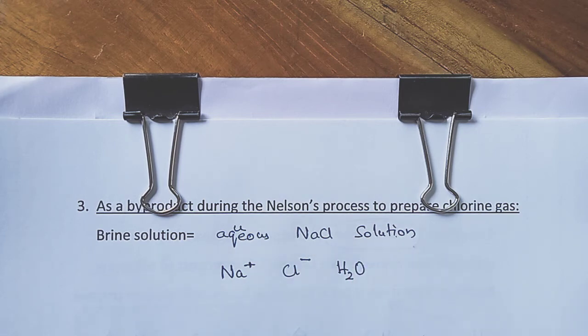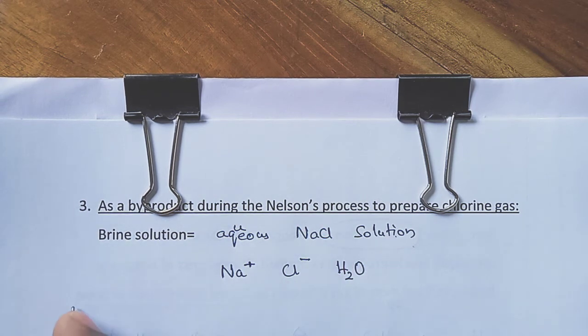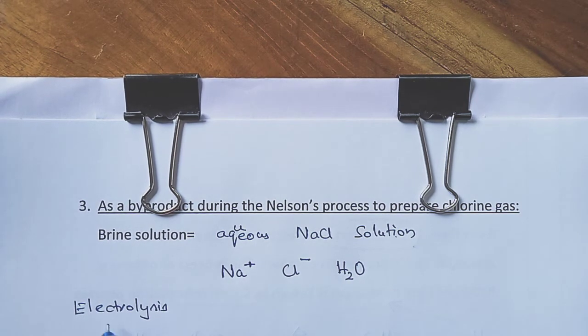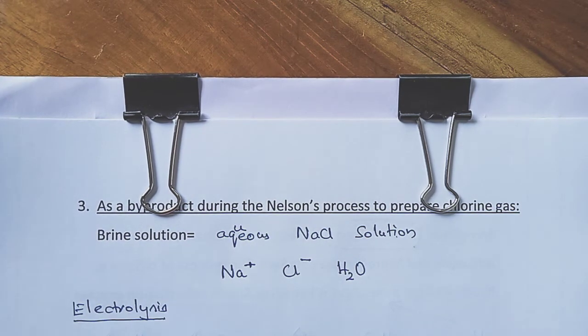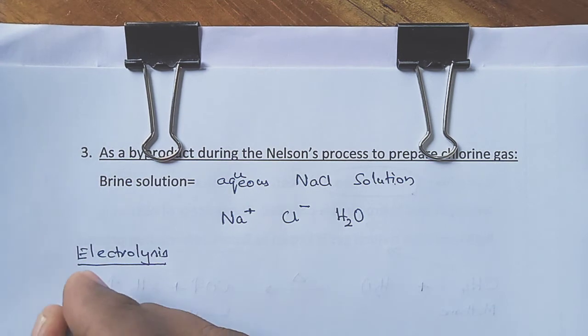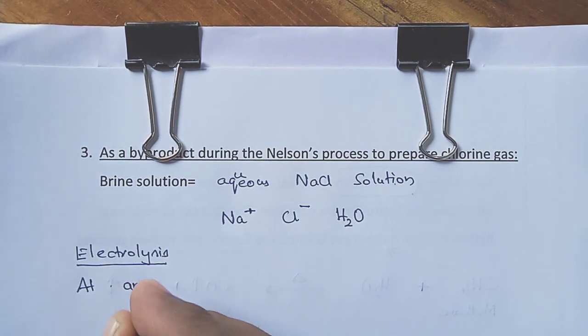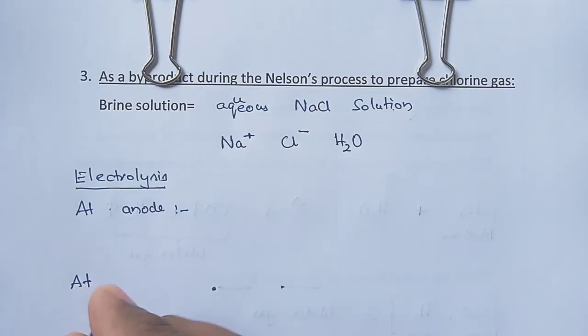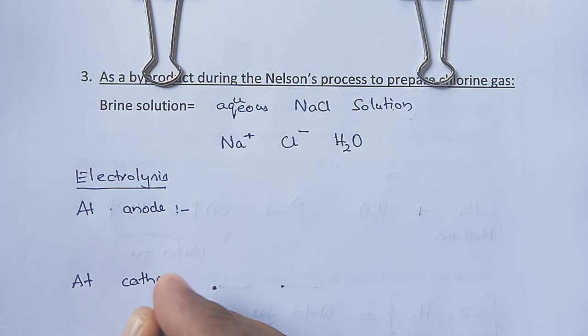Now in this Nelson's process we perform electrolysis. You know that in electrolysis there will be 2 parts, a reaction occurring at anode and a reaction occurring at cathode. Let us write both of them. Reaction occurring at anode, reaction occurring at cathode.